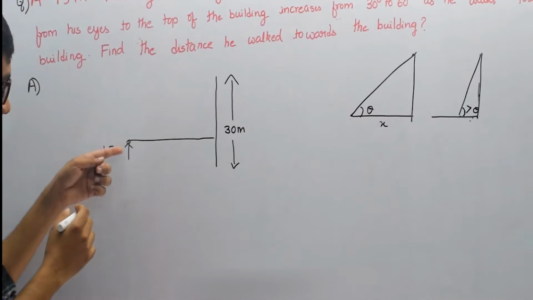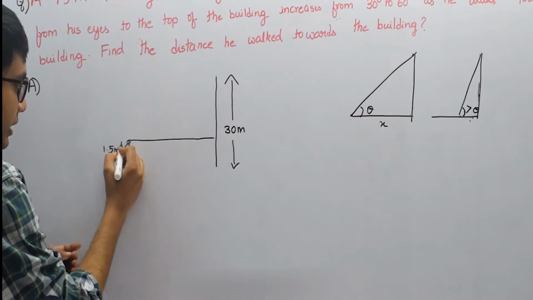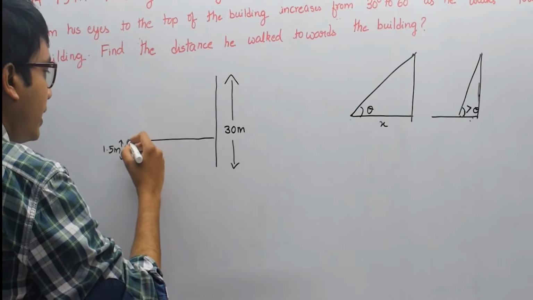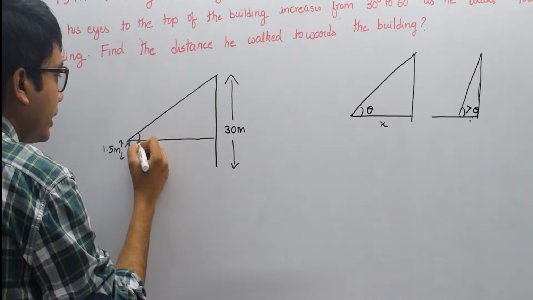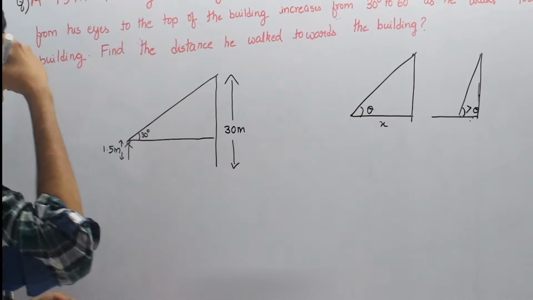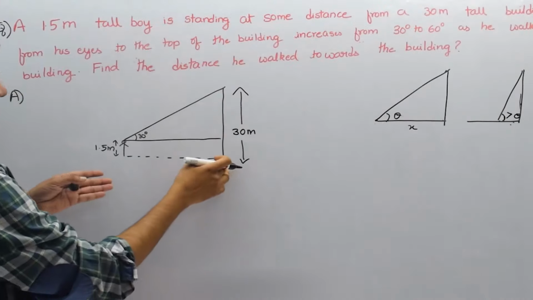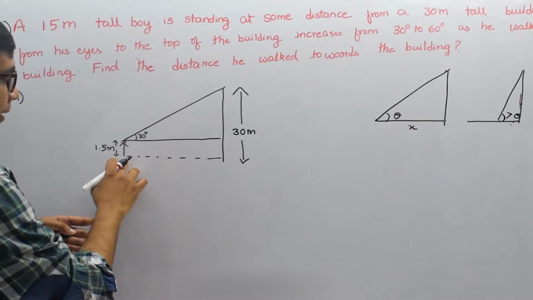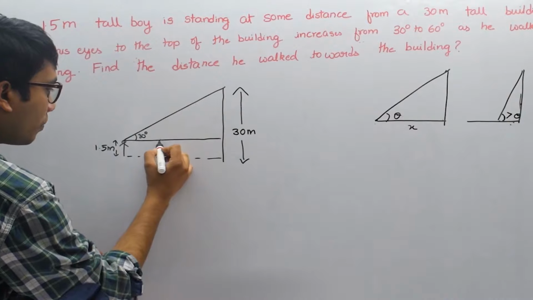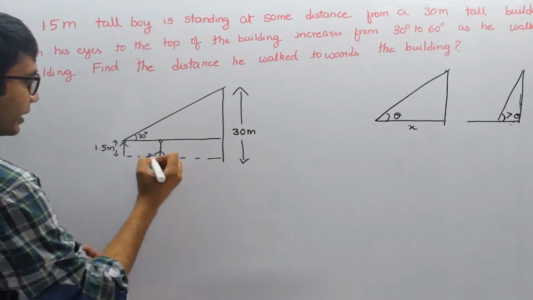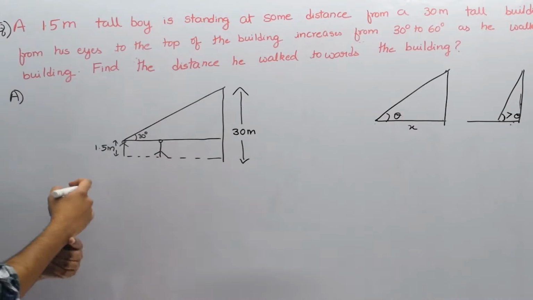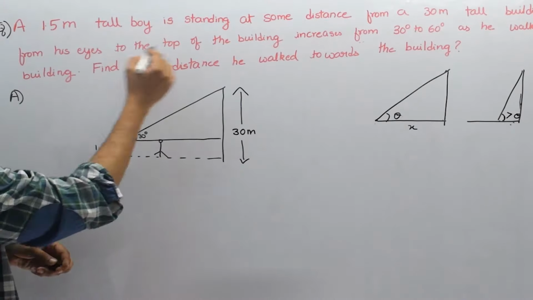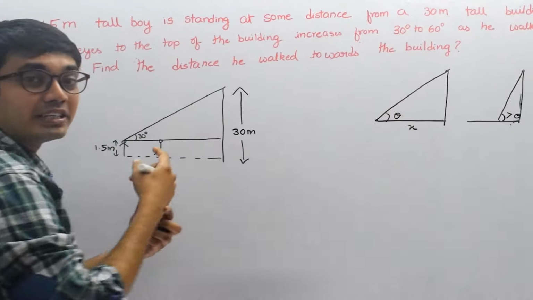Let this be the boy and this be the height. So from his eyes to the top of the building, it is 30 degree. This be the distance from the building to the boy. So what is happening? This boy moves towards the building. That means he is walking towards the building, and the angle of elevation from his eyes to the top of the building increases to 60 degree.